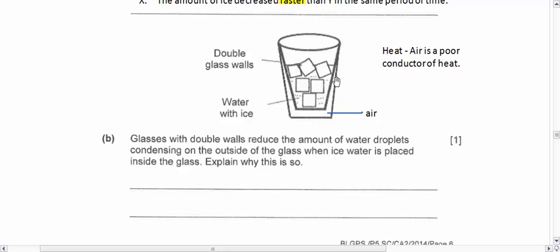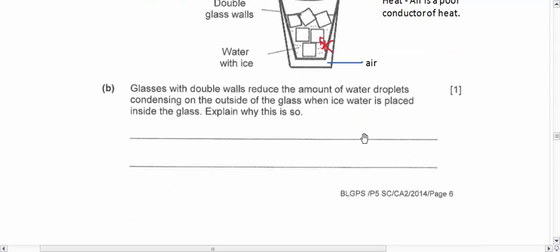Now because air is a poor conductor of heat, heat is not going to go in. Okay, my heat is not going to go in. This is not going to happen. So which means that this part here will still remain warm, and that's why you don't see water droplets condensing, because this part outside the cup basically doesn't cool down.